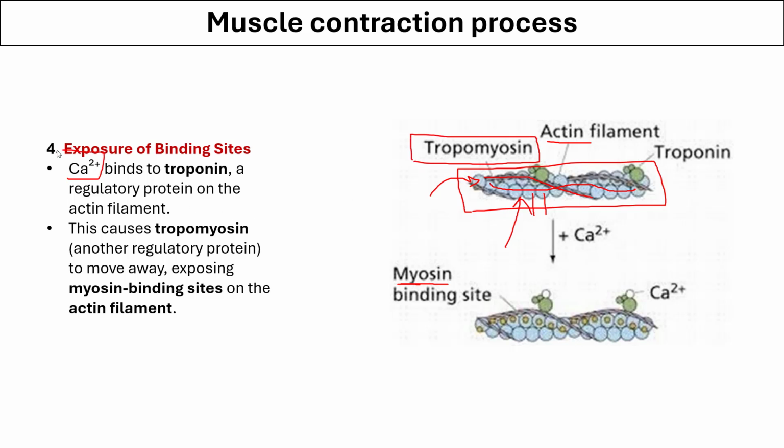Now, what will calcium do? Calcium comes in and binds with the third protein called the troponin. And troponin is then able to pull away this tropomyosin and expose the binding sites of actin, where now myosin can come and attach.